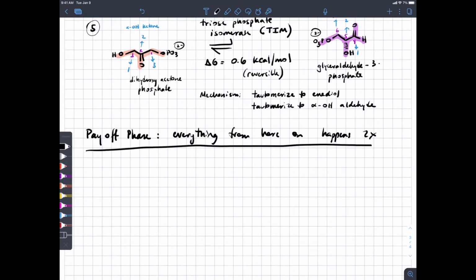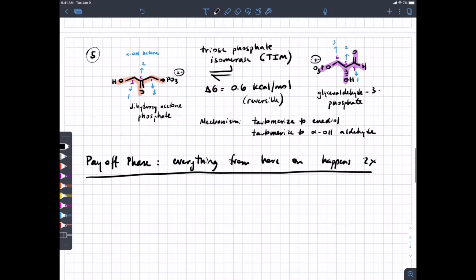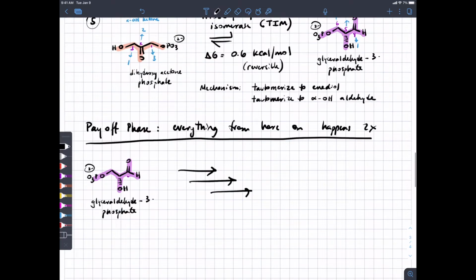the goal of this payoff phase is going to be to get from glyceraldehyde 3-phosphate all the way to a different 3-carbon molecule, which I'll try to draw in the same way. And this molecule is called pyruvate. And along the way, we need to recoup our ATP investment, and then we also need to make a profit.